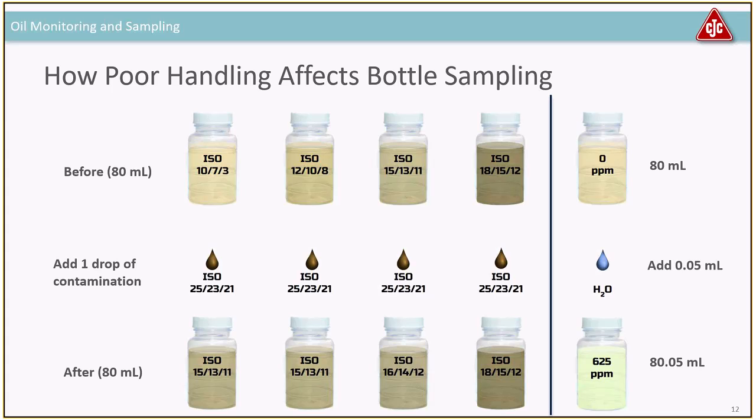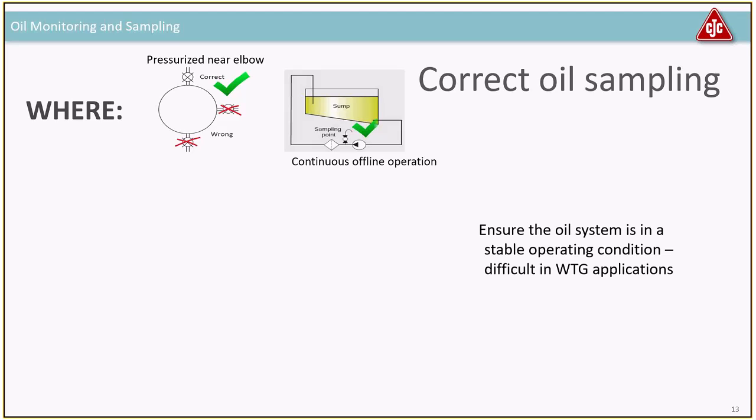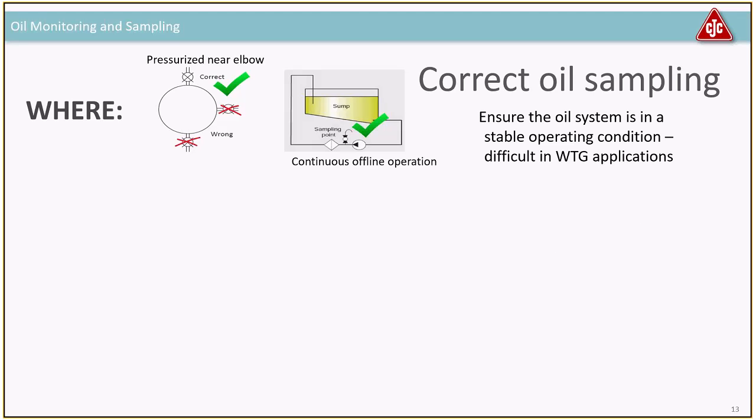That is also why we see online sampling starting to become more and more popular, because you don't get influences from you taking the sample, the lab doing wrong things and so on. So when we do take the sample, like I said, make sure that it's representative. That means that the system has to be in a stable operating condition. That can be very difficult on some systems, especially a wind turbine gearbox.